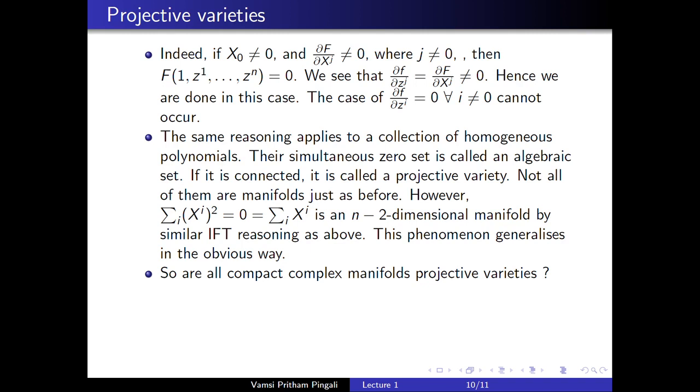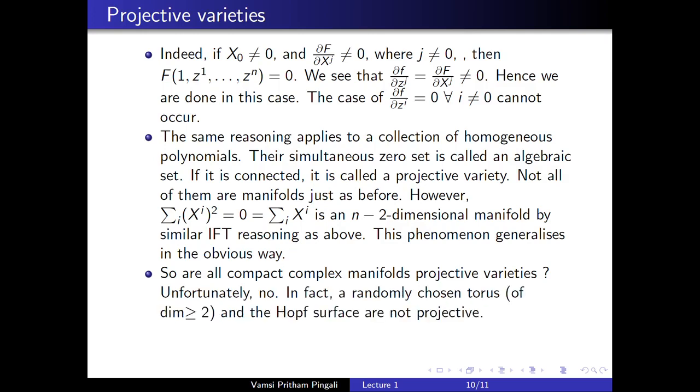Seeing that we are producing so many examples, unfortunately the answer is no. In fact, if you choose a torus of dimension greater than or equal to 2, by the way, all compact complex manifolds of dimension equal to 1 are projective varieties. Compact complex manifolds of dimension 1 are called Riemann surfaces. All Riemann surfaces are projective. That's a theorem of Riemann.